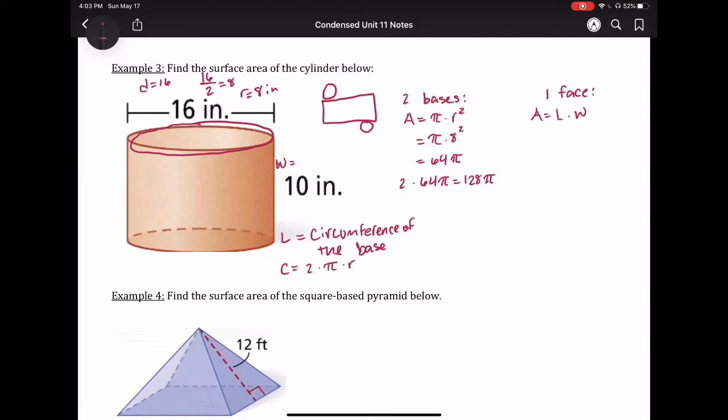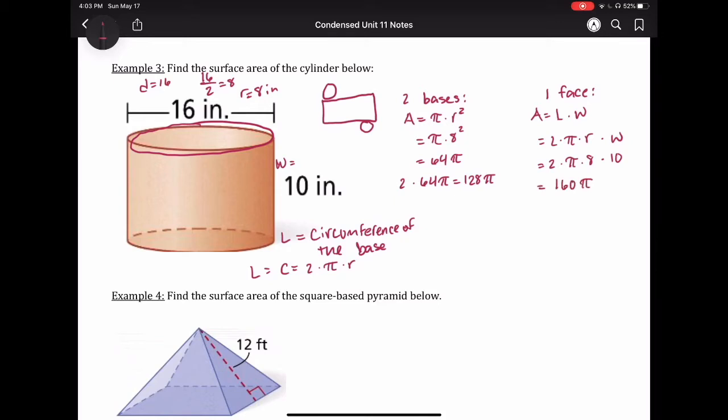So I'm going to take that and I'm going to plug that in for my L. So in my formula, I have area is equal to 2 times pi times r times the width. The radius I found to be 8, so I have 2 times pi times 8 times the width, which is 10. When I multiply those all together, I end up with 160 pi.